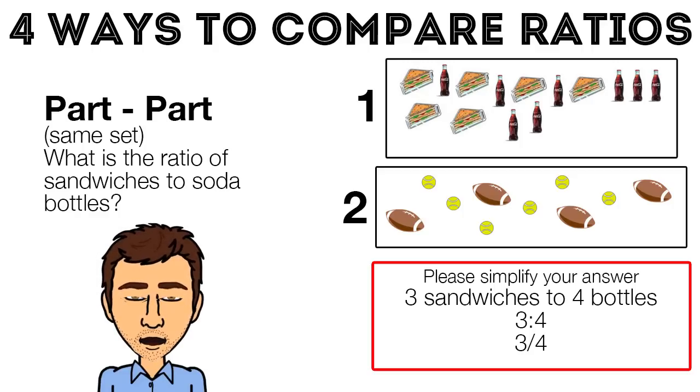Okay, make sure you simplify your answer. We can come up with, for every 3 sandwiches, there are 4 bottles. So we write that as 3 sandwiches to 4 bottles. We know that there's 6 sandwiches in the set and 8 total bottles. We know that 2 goes into both of those, so we can look at it as 3 sandwiches to 4 bottles, and we can use the colon form 3 colon 4, and also the fraction form 3 over 4.